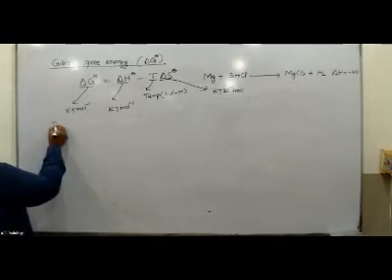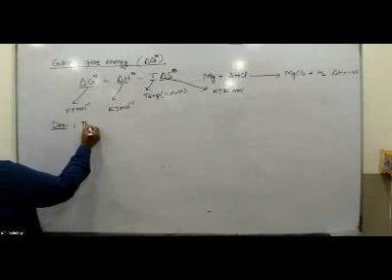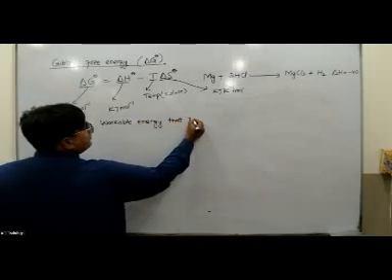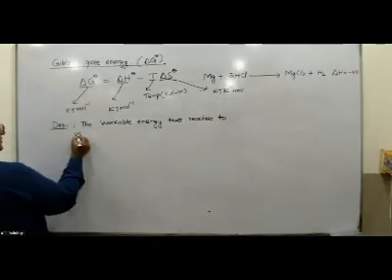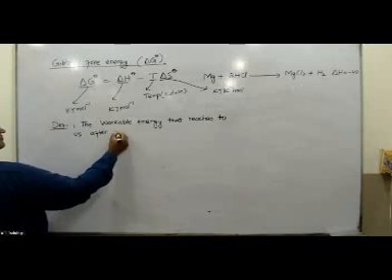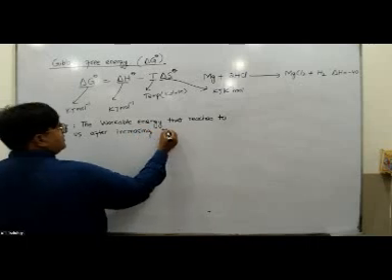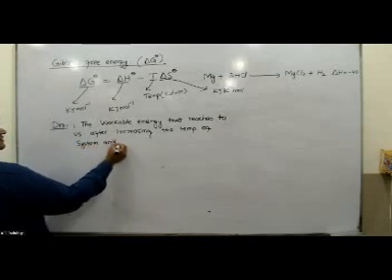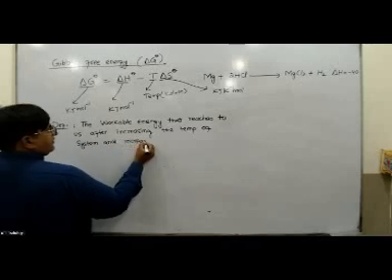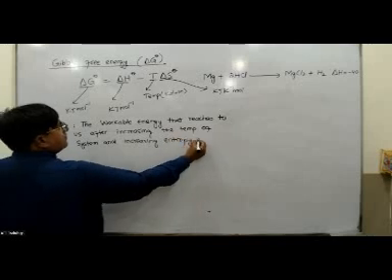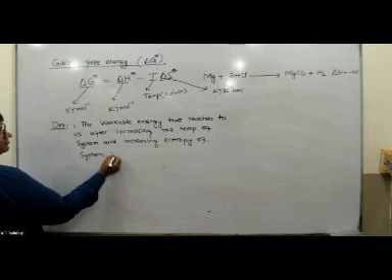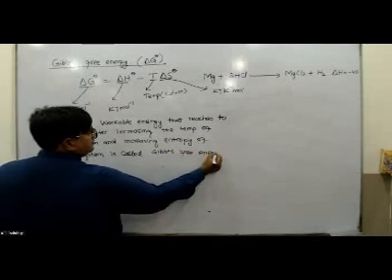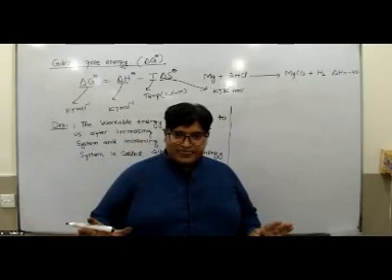Okay, so if you want to write down the definition of the Gibbs free energy, what is that? The workable energy that reaches to us after increasing the temperature of system and increasing entropy of system is called Gibbs free energy. Everyone got this concept?